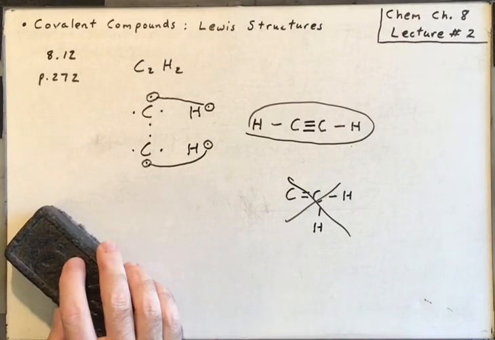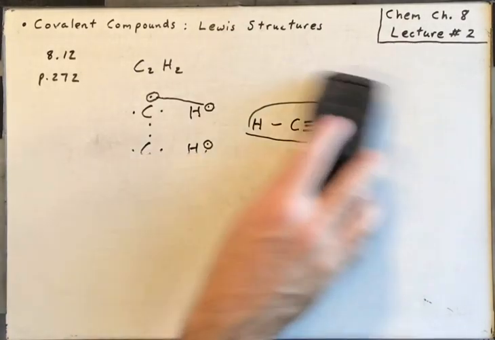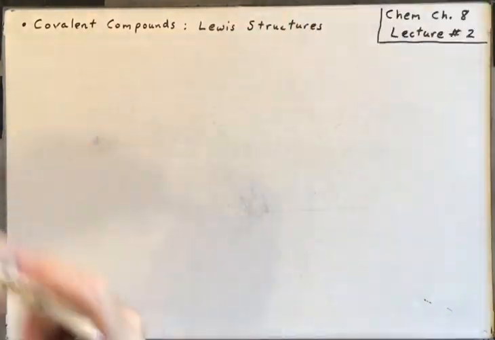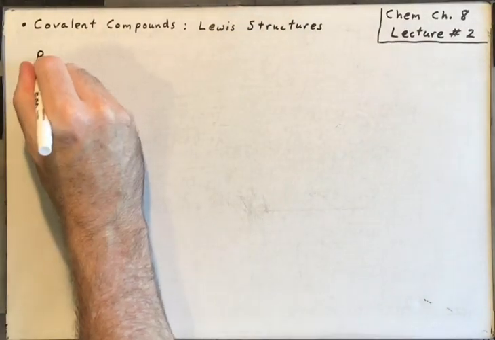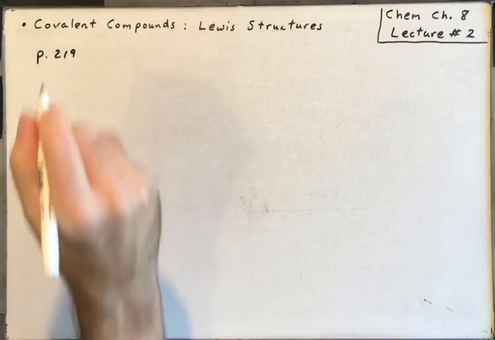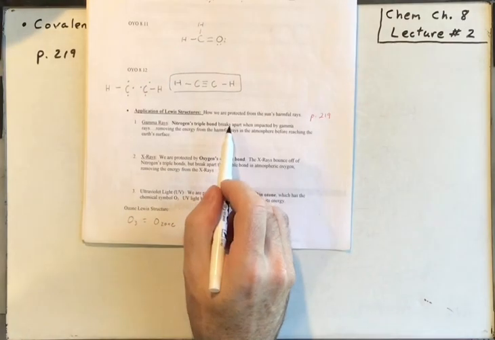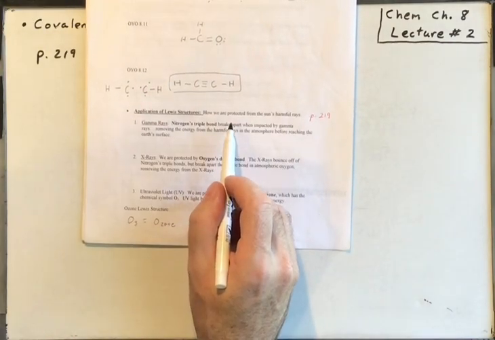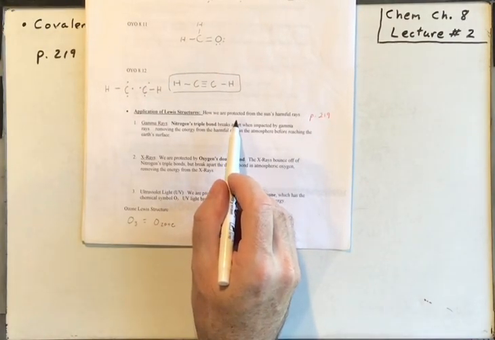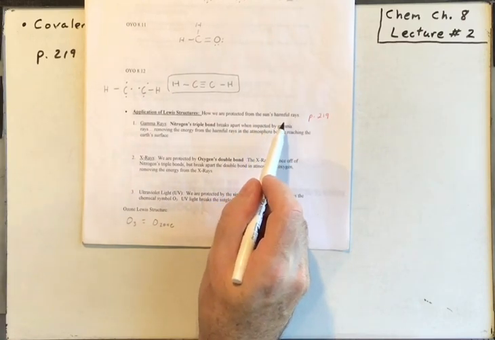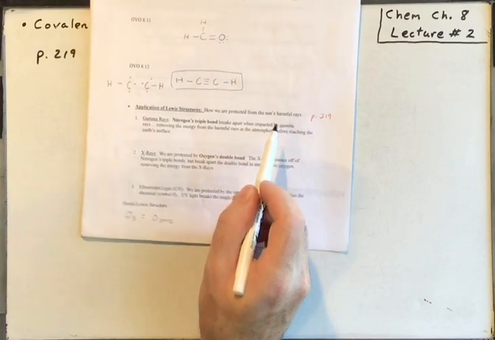All right, so we're almost done with this chapter. Let's look at the very bottom of your notes, and we are on page 219. And here are some applications of Lewis structures. These Lewis structures are what helps protect us from some of the sun's harmful energy. Okay, so we talked about that in chapter 7.